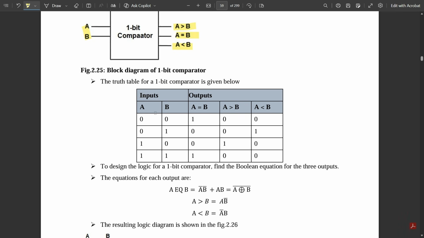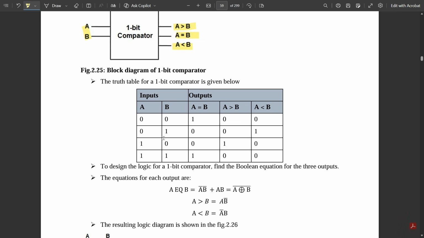So you see here, in the first case 0 0, these two are equal, so the output would be high. A greater than B: since A is not greater than B, because these two are equal, these two conditions are 0 0. Similarly, A equal to B for the next combination is 0, because 0 is not equal to 1. Next, A greater than B: 0 is greater than 1, no. 0 is less than 1, so A less than B should be 1 and this should be 0.